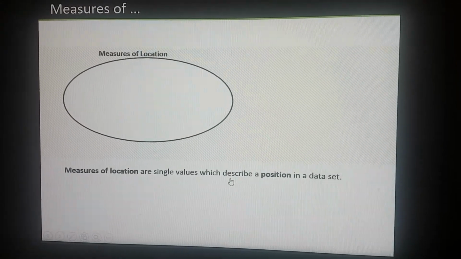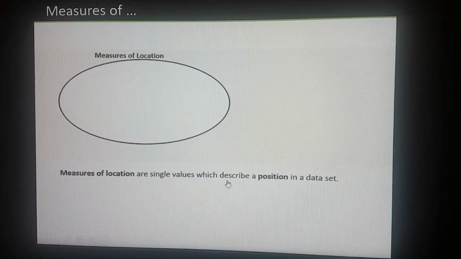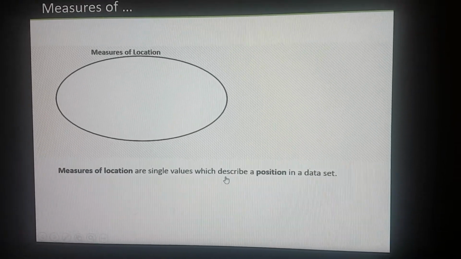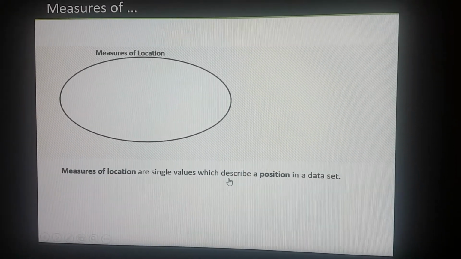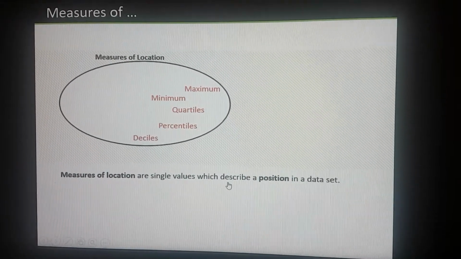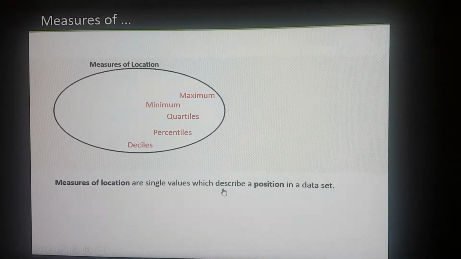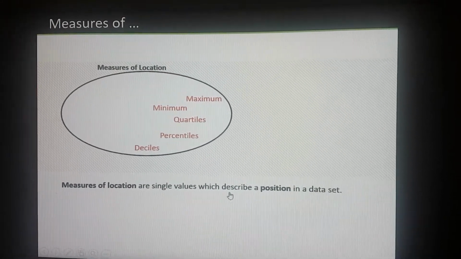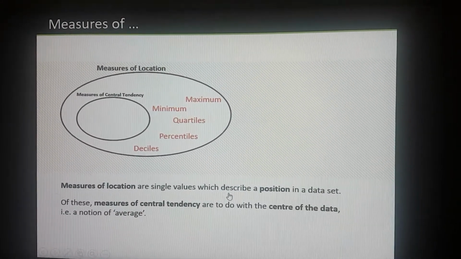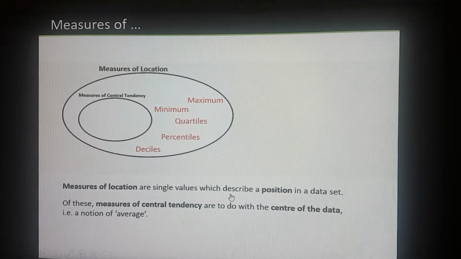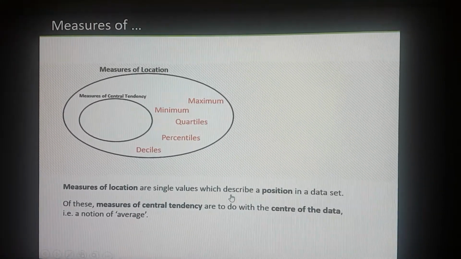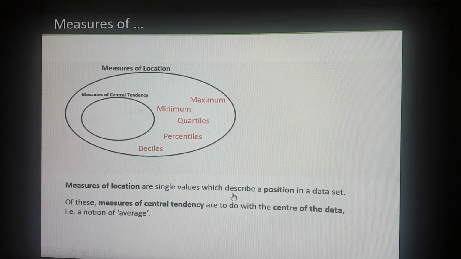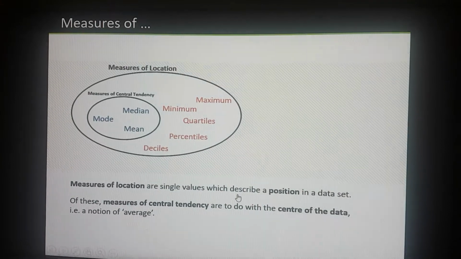We're going to talk about measures of location and spread. Measures of location are single values which describe a position of a data set. Position, for example, maximum, minimum, quartiles, percentiles, and deciles. So in here we have some measures of central tendency, which are telling us something to do with the center of data. For example, which we know we used before a lot, the mean, median, and mode.